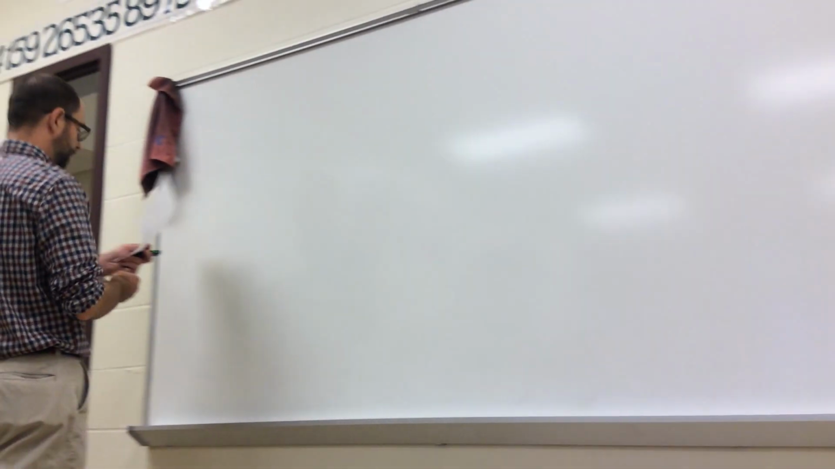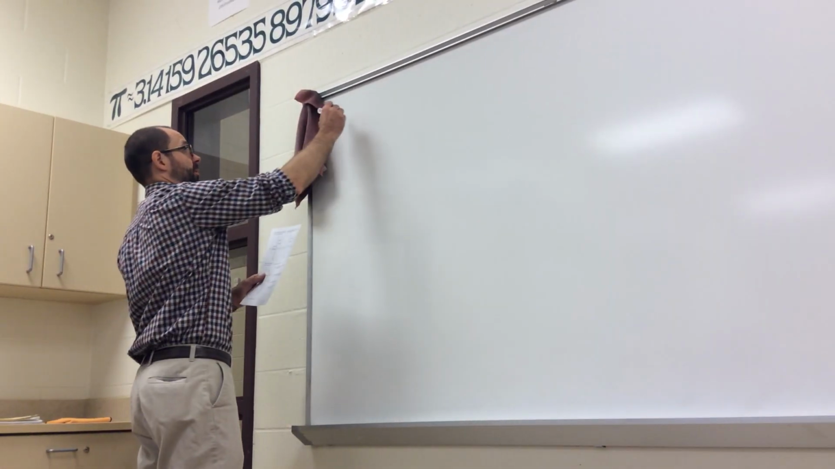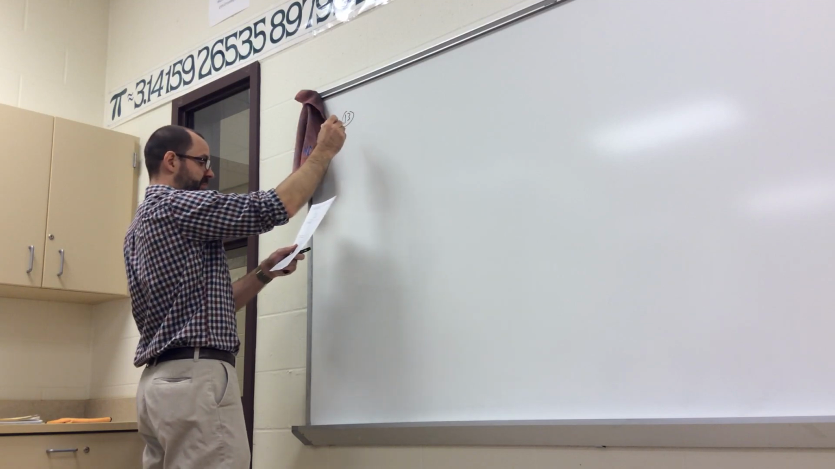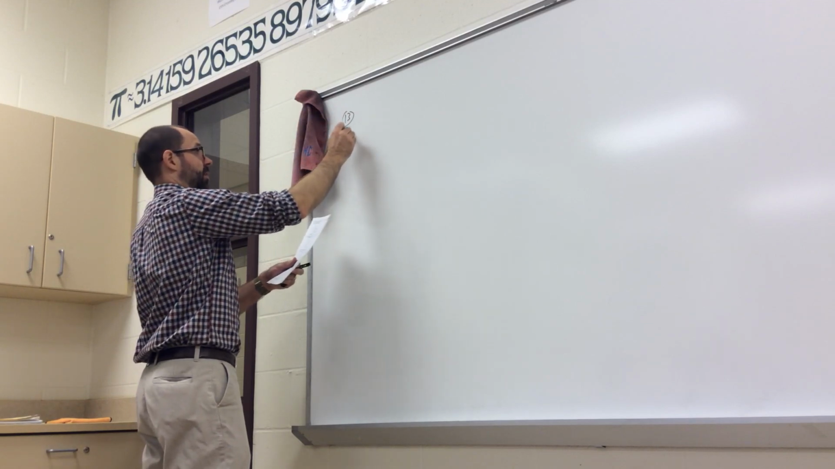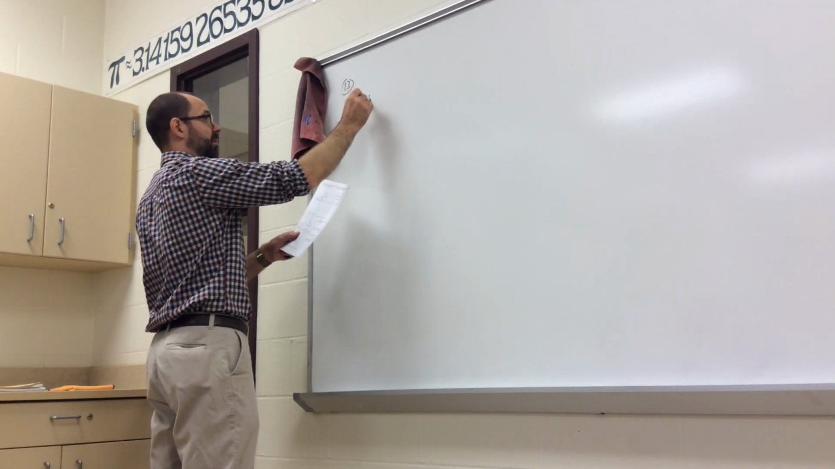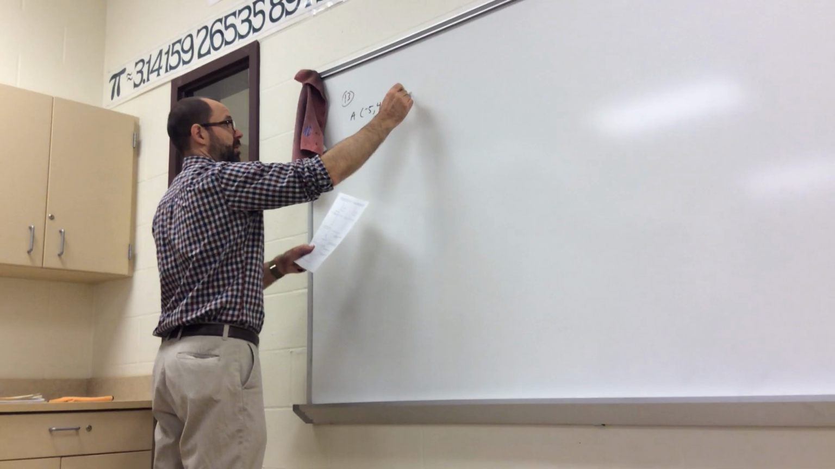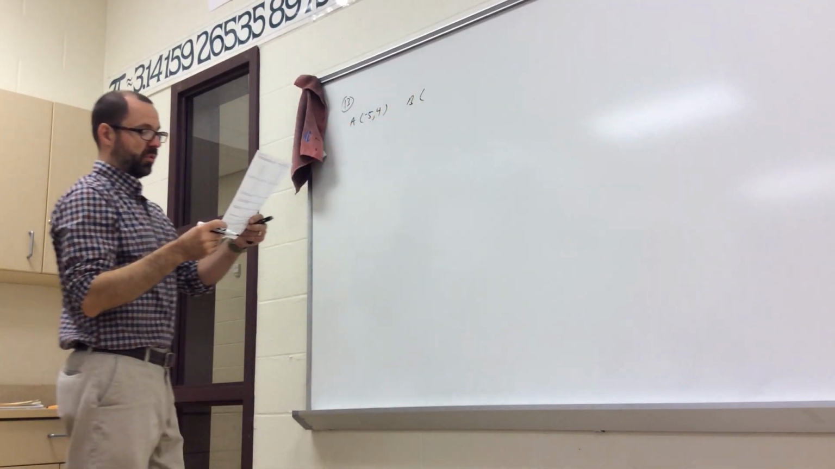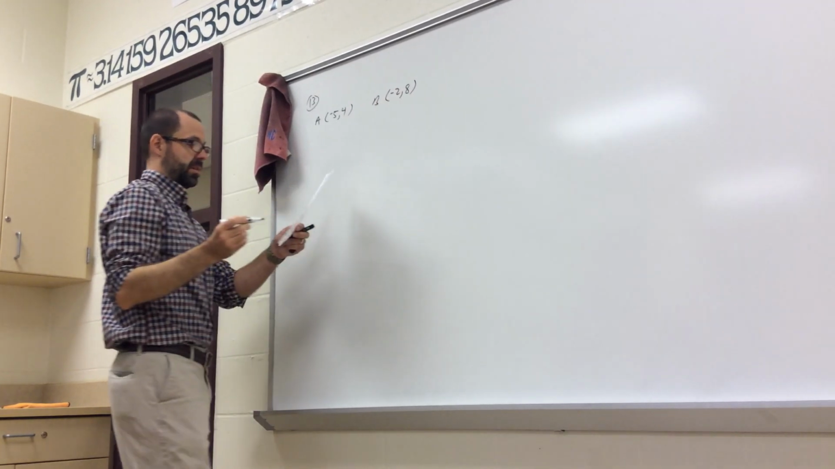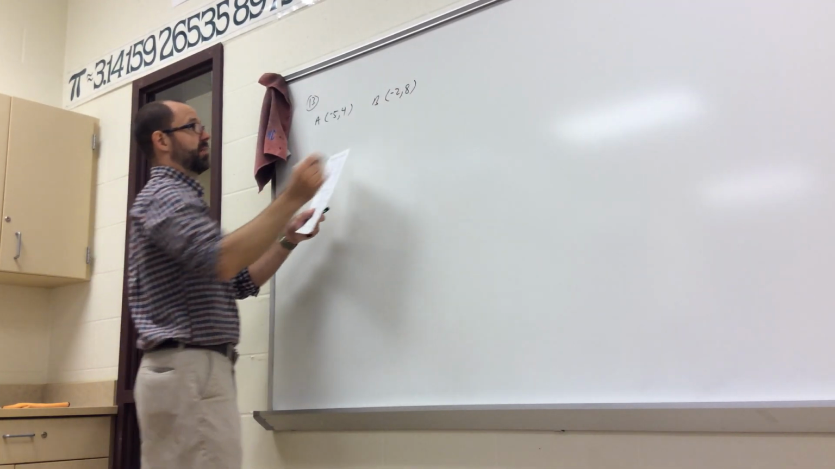All right, we are starting with number 13. And to start out, you just need to plot 3 points. The point A is negative 5, 4. Point B is negative 2, 8. And the point C is 5, 4.